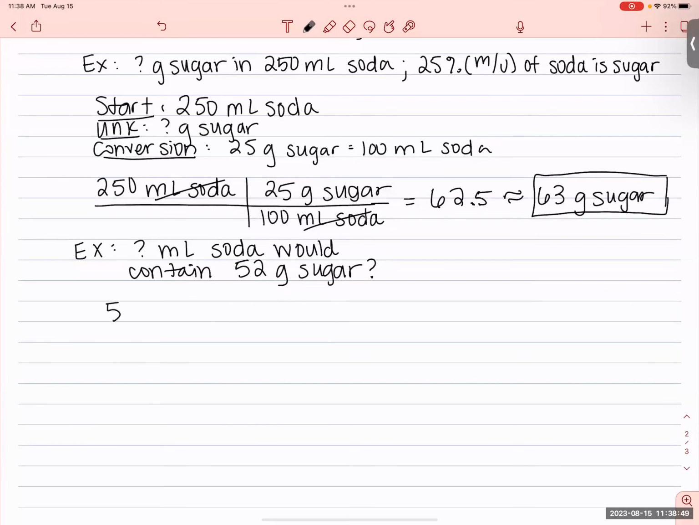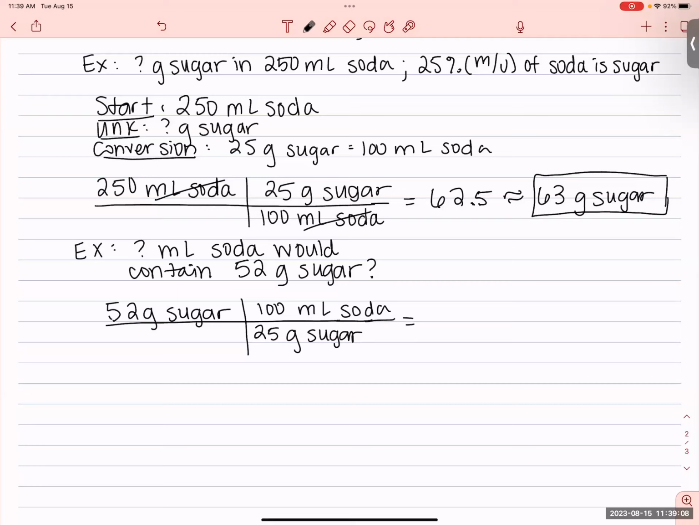I'm going to start with the 52 grams of sugar. But now look at how my conversion is written. It's the 25 on the bottom. And that's hard to see or hard to think about in your head if you're just used to using percent math like we use it in real life, which is usually just taking percentages of something. So here, it's a bit different.